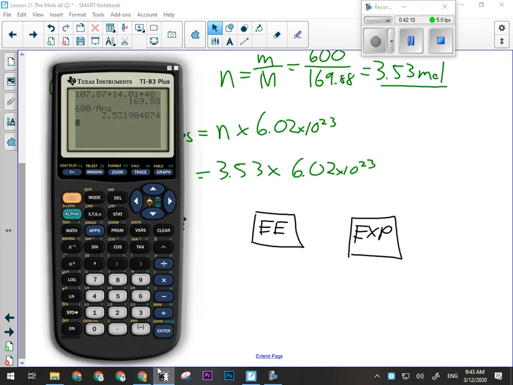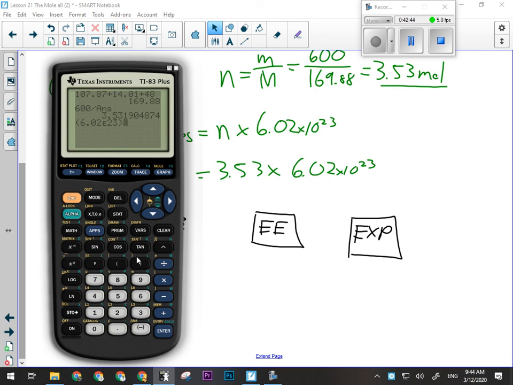On a TI it looks like this. You have to put the number in brackets. If you don't, your calculator will do some weird order of operations thing that you don't want it to do. So I put a bracket here and I go 6.02, and then on the TI, the EE is the second function on the comma. So I hit second function, comma, and I get an E. Then I put in 23. That's Avogadro's number entered on the TI 83, or 84, or 85, or whatever number we're on now.